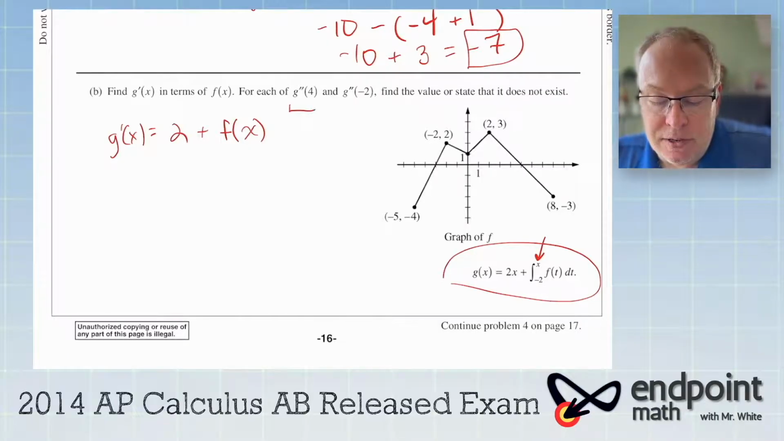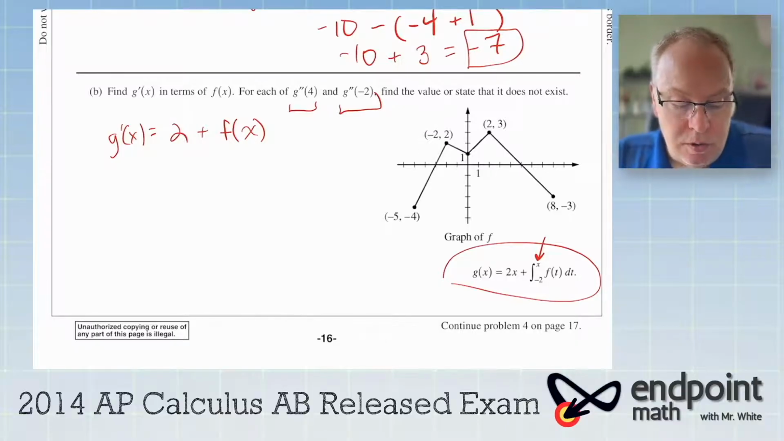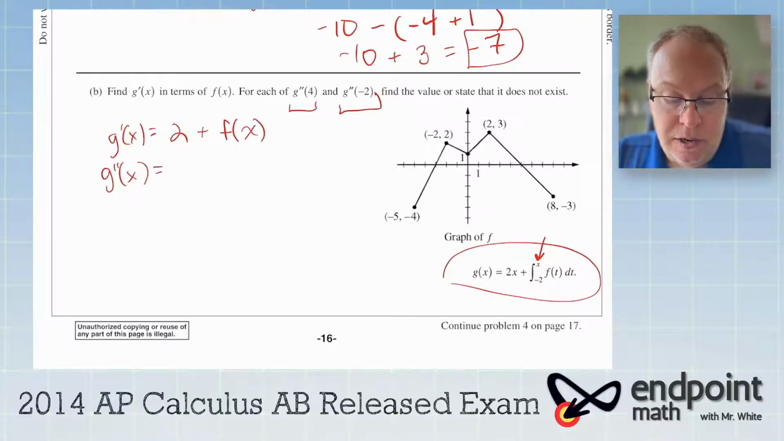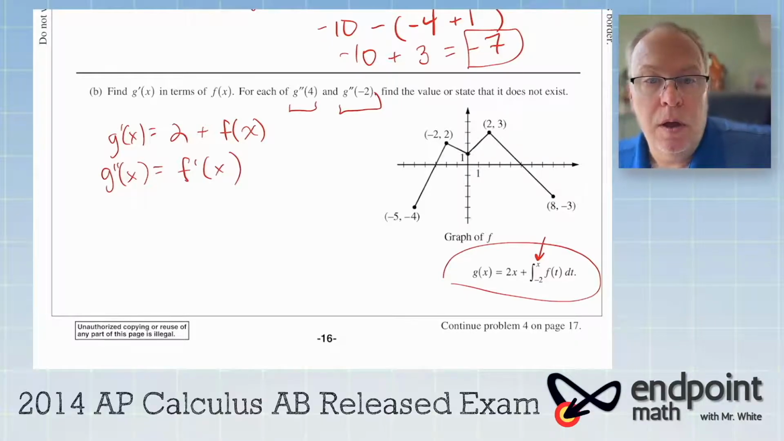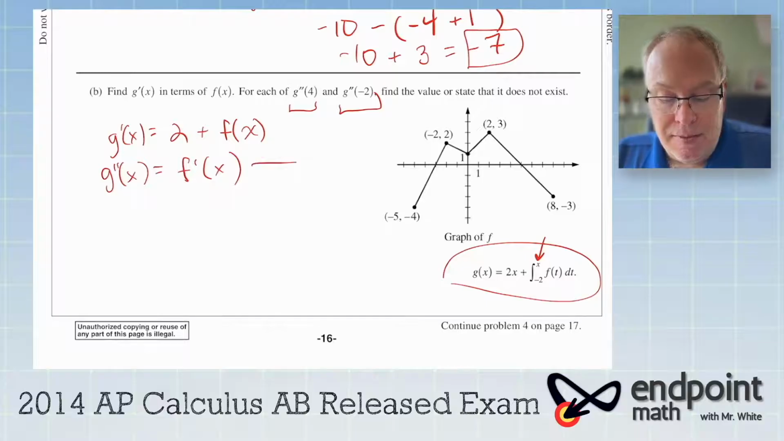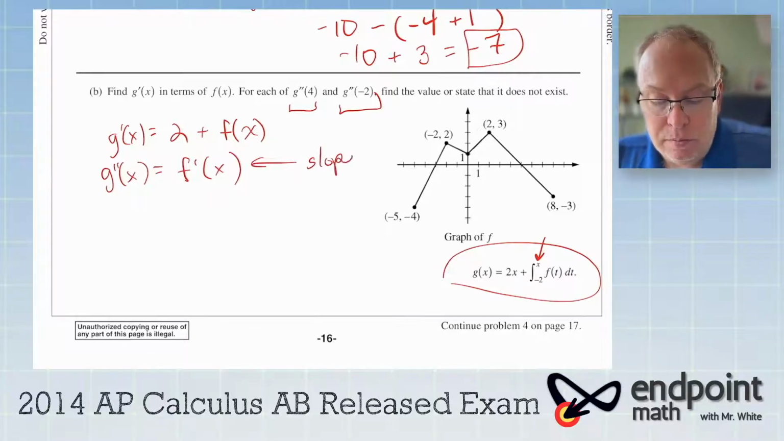So then they ask us to find the second derivative. So the second derivative, I would just go ahead and write it, is 0 plus f prime. Oh, how do you find f prime? That is just slope on this graph. So we're going to read the slopes off. That's all we're going to do.